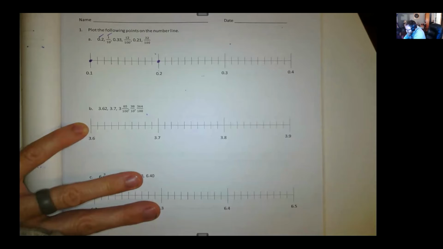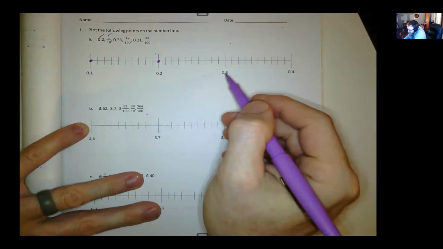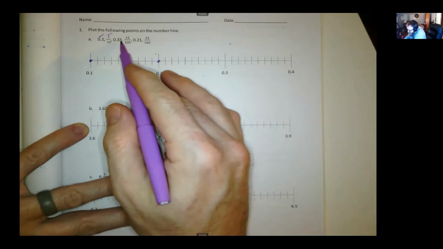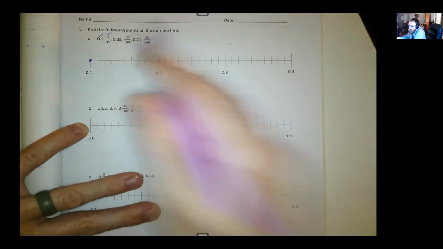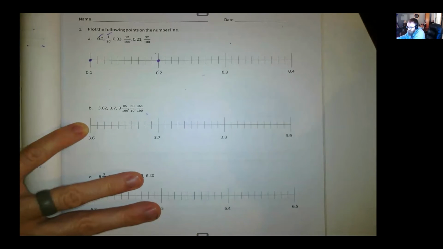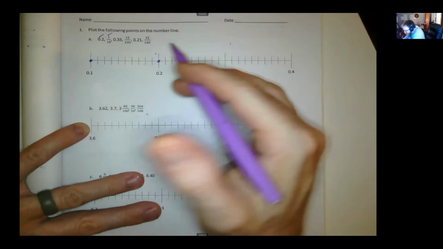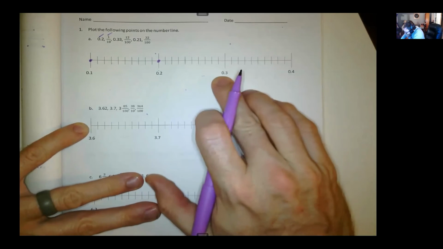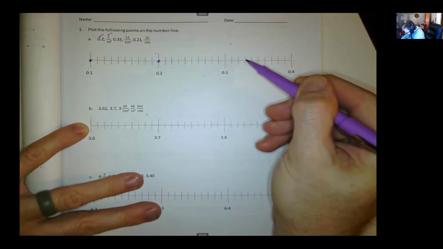Where is 33 hundredths on the number line? Look in the tenths place first, right? If there's a 3 in the tenths place, we know it's going to be more than 3/10, but less than 4/10. No matter what's in the hundredths place, that can't make that 3 worth more than 4 or even equal to 4/10. It can only be worth 3/10 and some hundredths. So where is 3/10 and 3/100ths? Go to 3/10 and count 3. 1, 2, 3. 3/10 and 3/100ths.